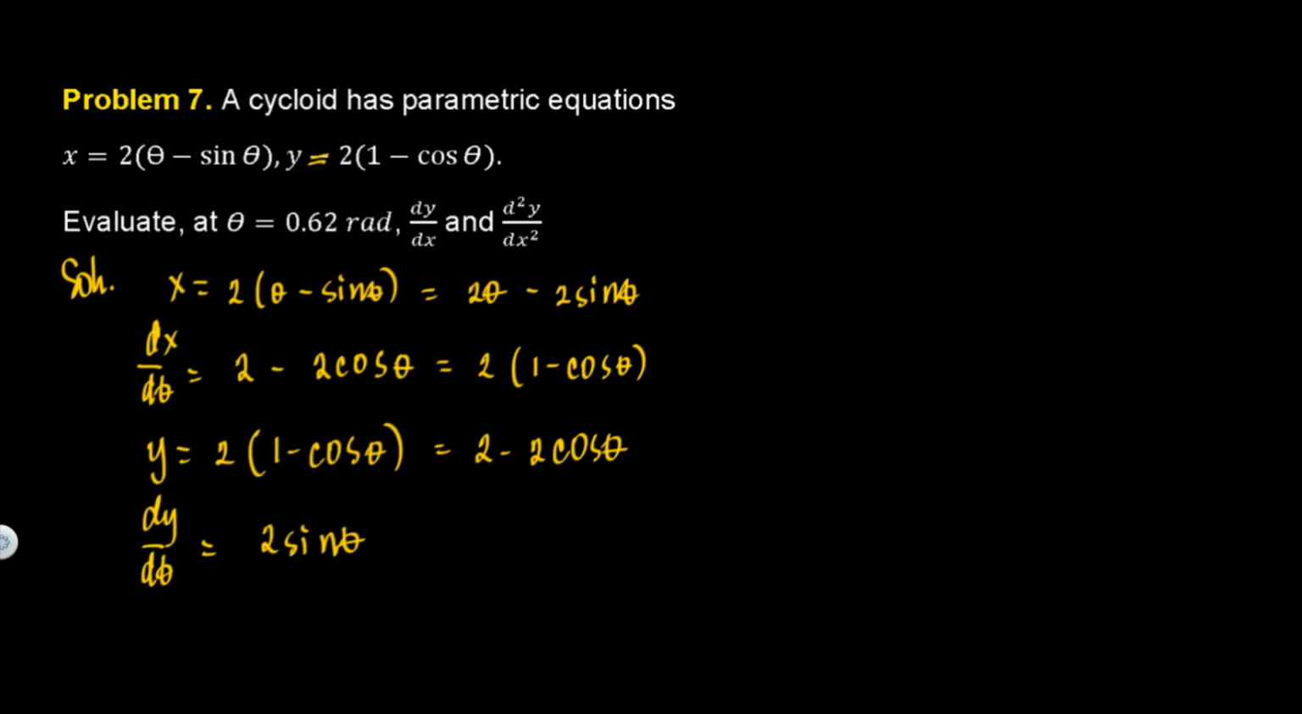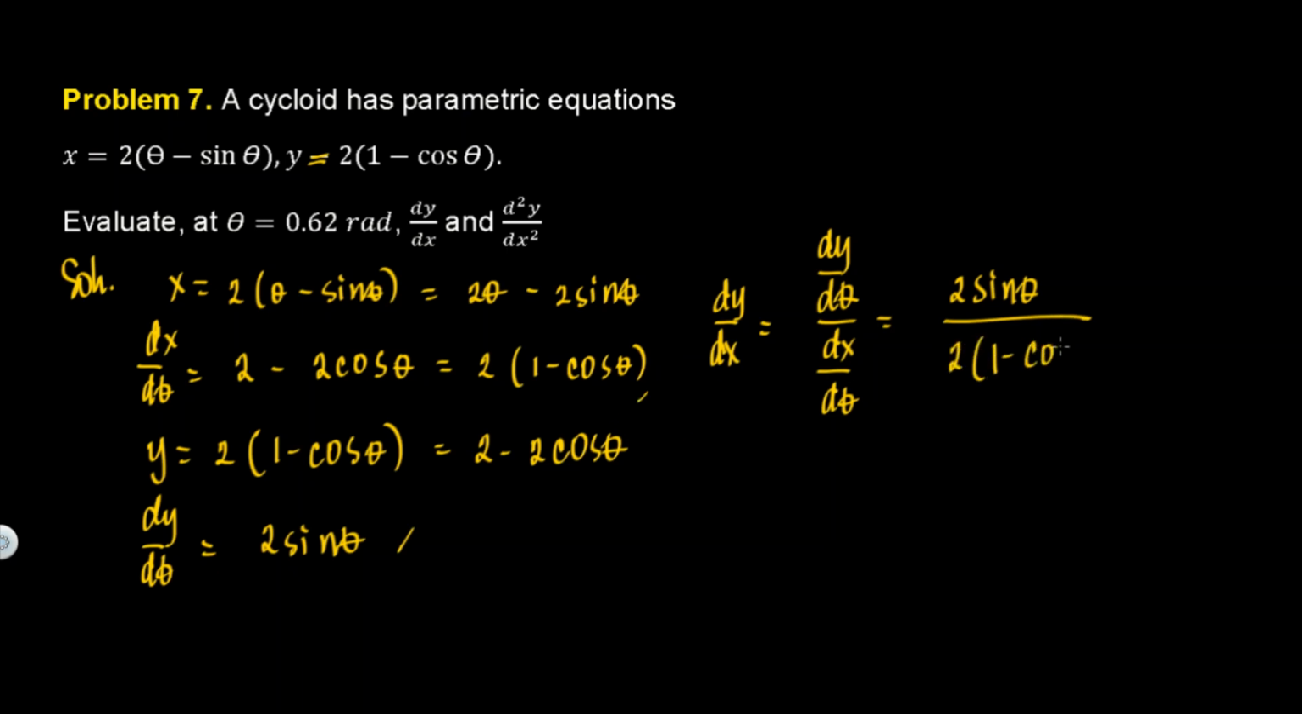Okay. So let's solve for dy over dx. This is equal to dy over d theta over dx over d theta. And dy over d theta is 2 sine theta over 2 times 1 minus cosine theta. So we have dy over dx equals sine theta over 1 minus cosine theta.